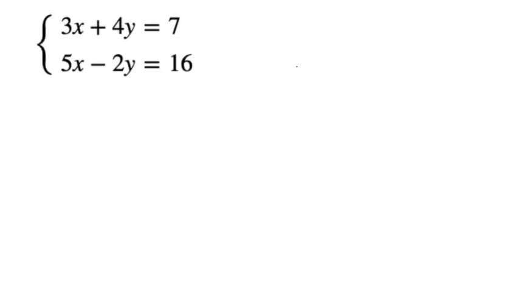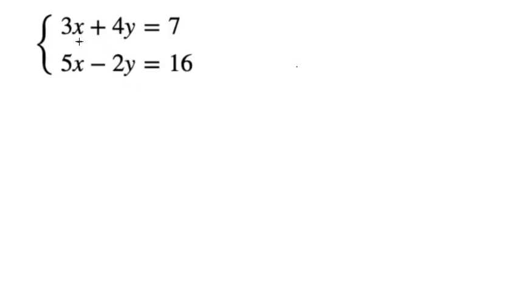Here we have a system of linear equations. We notice that both equations have an x and a y, so we will be solving for both of those variables. And in fact, the solution to this system of equations will be the point where these two lines intersect if we were to graph these lines, or graph these equations.